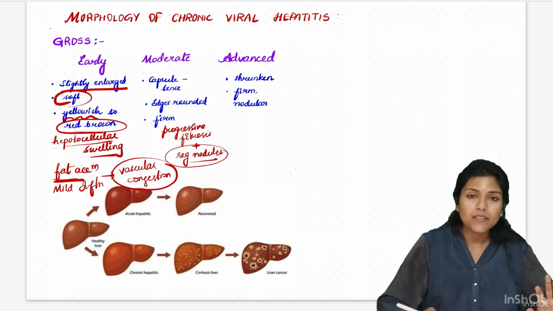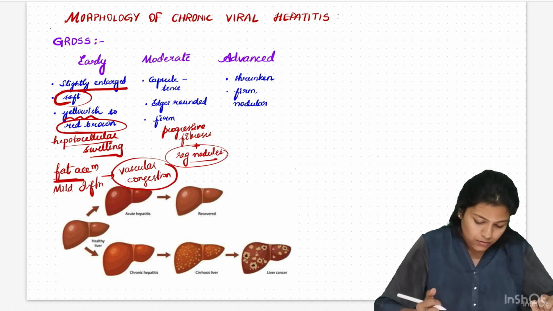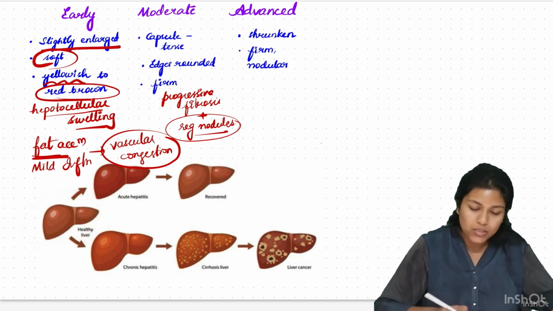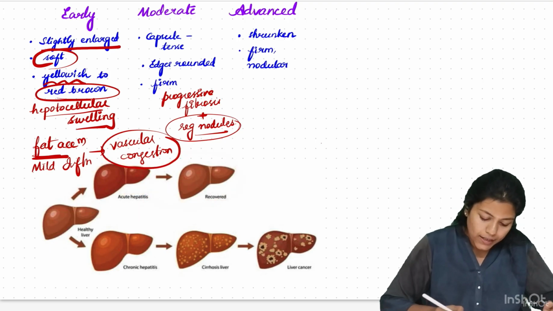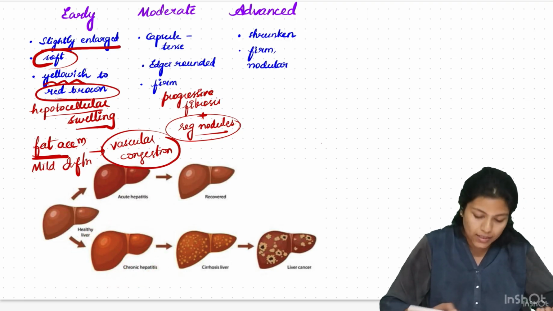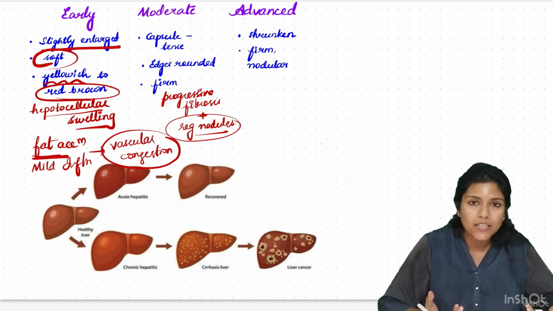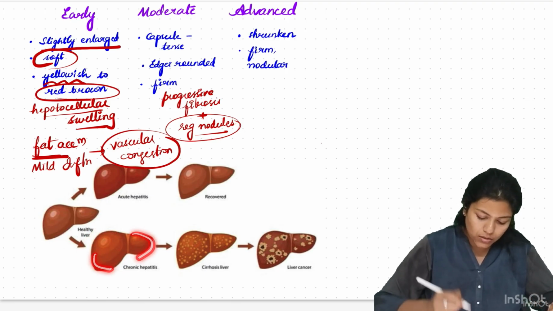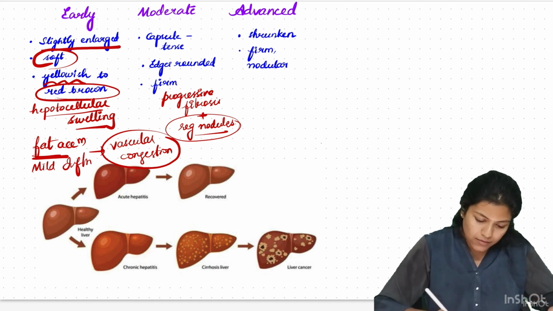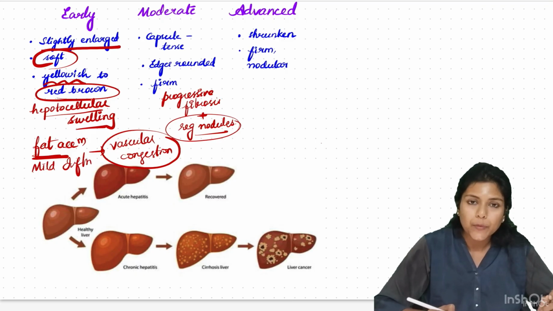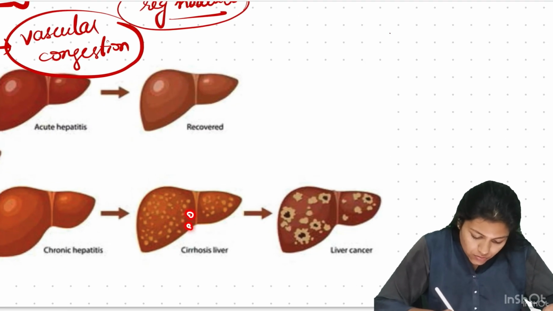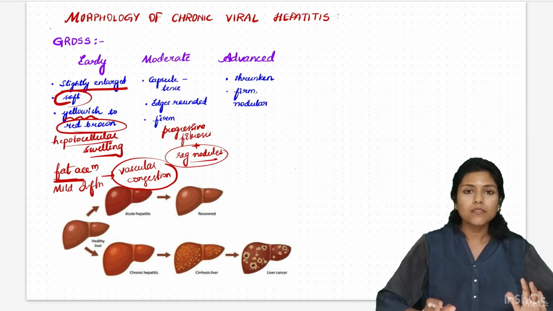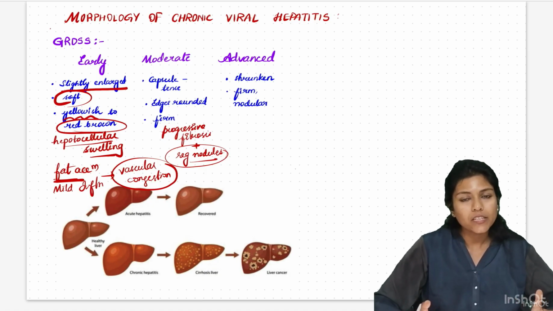So this is about the gross appearance that we have correlated with the microscopy. Here this is a healthy liver. If acute hepatitis lasts less than 6 months, it resolves and recovers. If it lasts more than 6 months, it is chronic hepatitis, and the stages are: slightly enlarged, yellowish to red-brown; further enlargement stretches the capsule, which becomes tense and shiny, and the edges become rounded, with firmness because of fibrosis. In advanced stages, the liver shrinks because of collapse of bridging fibrosis, and the dots are the regenerating nodules. So this is about the gross features of the liver in chronic viral hepatitis.